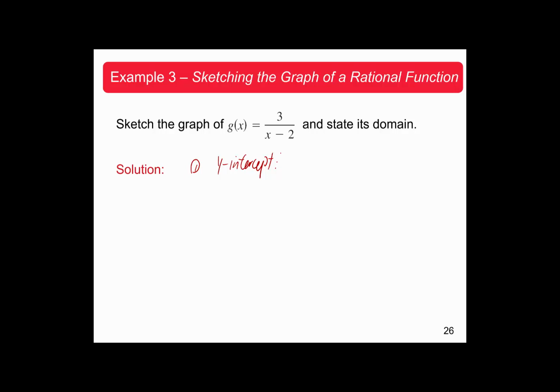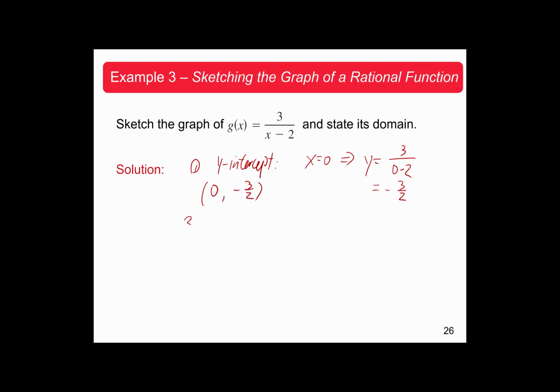Now, step 1 is find the y-intercept by setting x equal to 0. And when x equals 0, then y equals 3 over 0 minus 2, which becomes negative 3 over 2. So the y-intercept turned out to be (0, -3/2).